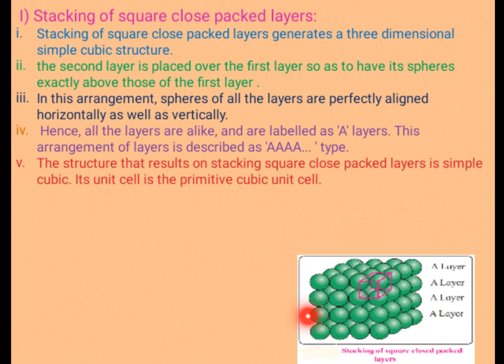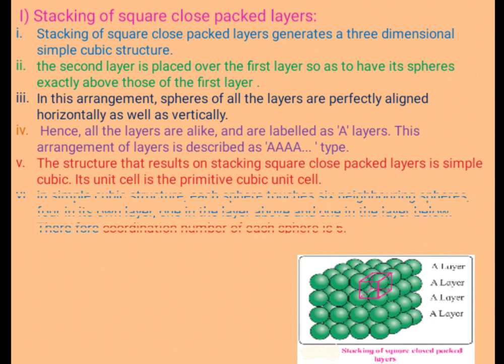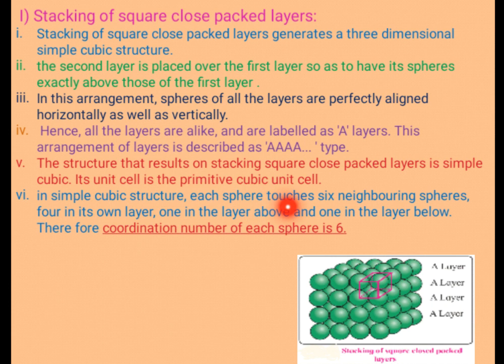The structure that results on stacking the square close packed layers is simple cubic. This is a simple cubic structure because all the layers are the same type: A layer, A layer, A layer. Its unit cell is a primitive unit cell. In this cell, each sphere touches 6 neighboring spheres: 4 in one layer, one in the layer above and one in the layer below. Therefore, the coordination number of each sphere is 6 in the square close packed structure.